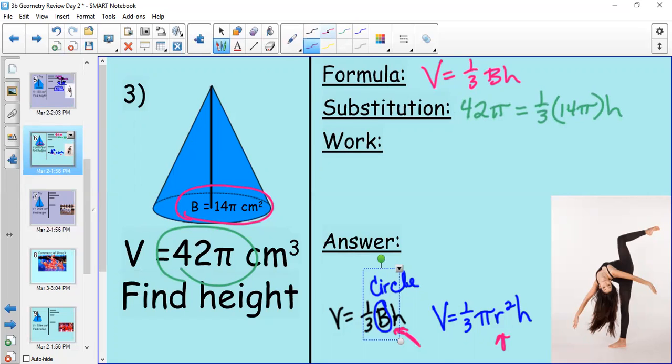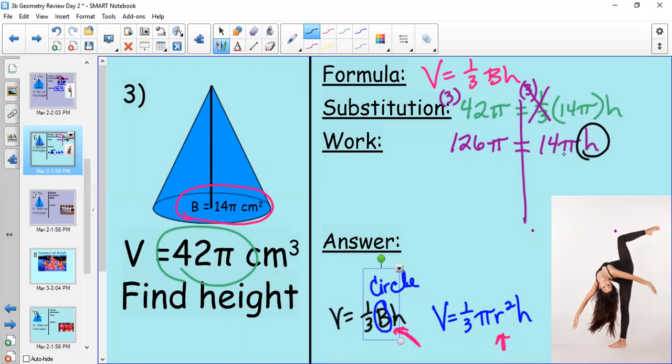Well, we're going to start off the same way that we did on the last one by getting rid of that 1/3 by multiplying by 3. And don't do anything with the pi. I'll show you why in just a second. We're just going to do 42 times 3, and that gives us 126. And then we keep the pi almost as if it was a variable. And on the other side, I have 14 pi h. So if I just want the height and I want the 14 and the pi to go away, well, both of them were multiplying by the height. So instead of multiplying them, we're going to divide both sides by 14 and pi.